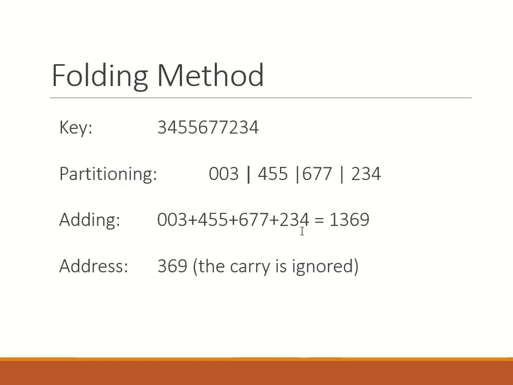I have taken an example here. This is for pure folding. Here you have these many elements. What I do is make them uniform, then I add them and get some value, 369. The table size was 1000, so the capacity was 1000, meaning 0 to 999. So I omit this one, which was the carry, and I have 369. So 369 is my index, and this big value 345 567 7234 will be stored at index 369. So this is how it is done.